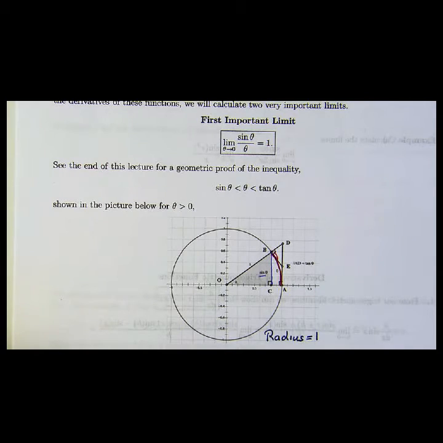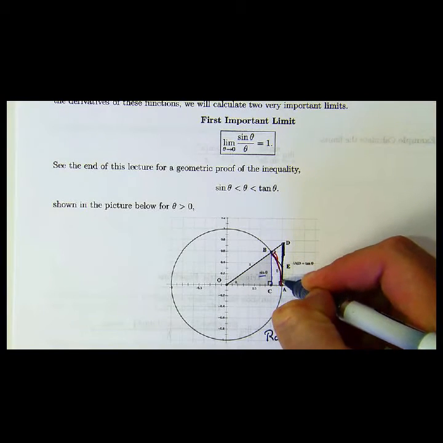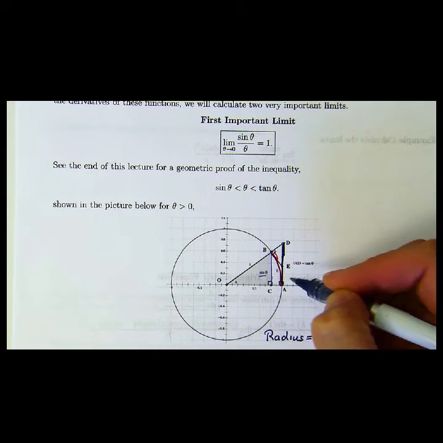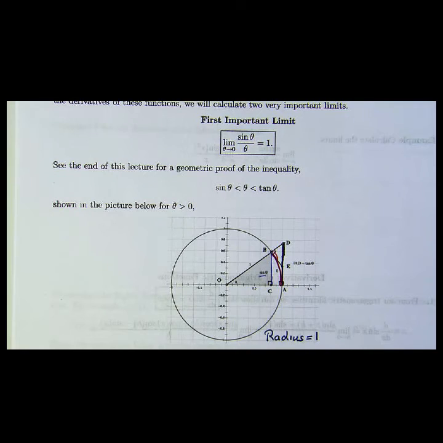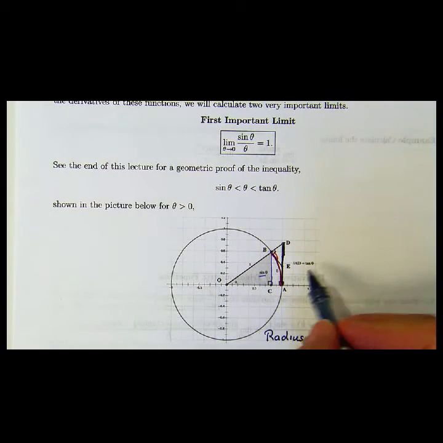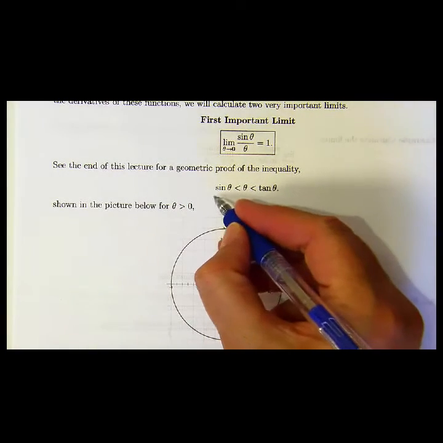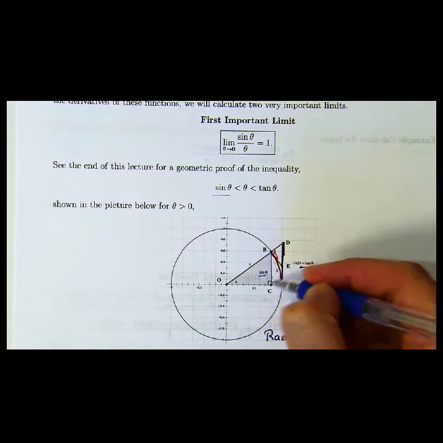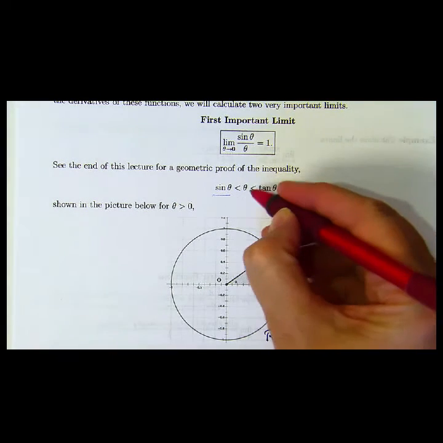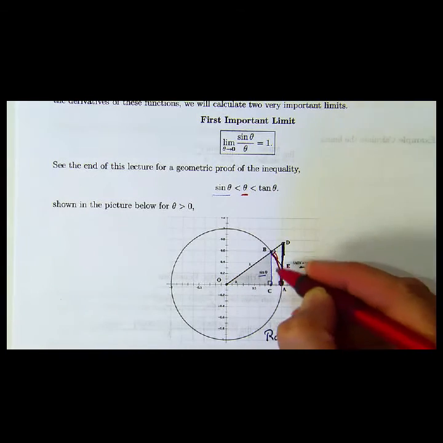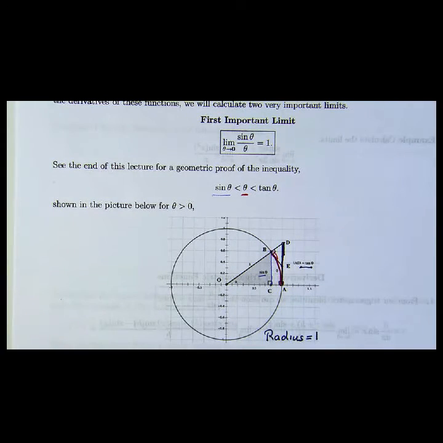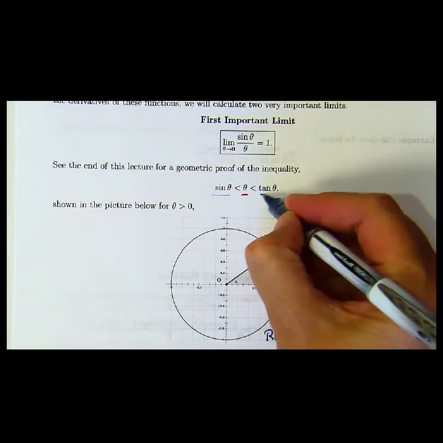And also, if you look at this vertical line here, which meets the x-axis at the point where the circle cuts the x-axis, so that's a distance 1 from the origin, then its length is tangent of theta. If you look at this picture, it's easy to believe, and there's a proof given at the end, that sine of theta, the length of this vertical line, is less than the arc on the circle, theta, which is less than tangent of theta, which is this vertical line.